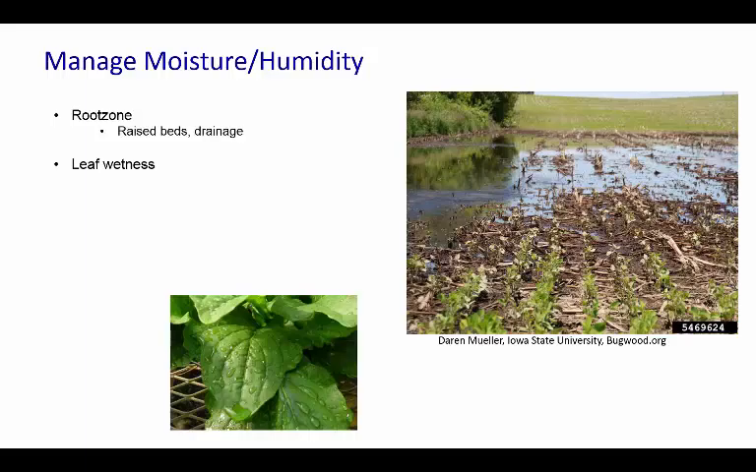Many foliar pathogens will only infect the plant if the leaf surfaces are wet. So to reduce that risk, with some crops, like tomato, you can use staking or trellising to help improve airflow. Use appropriate plant spacing to try to improve airflow.